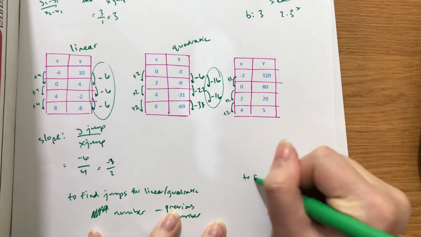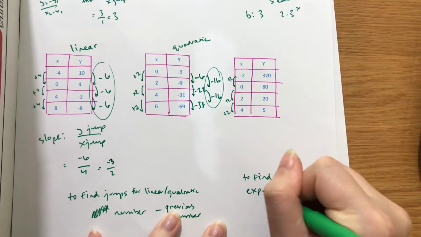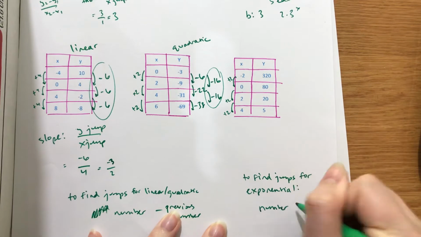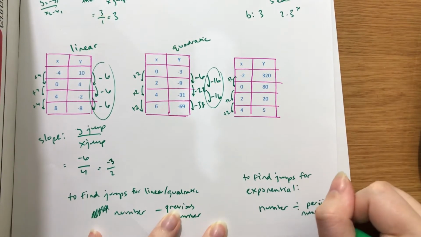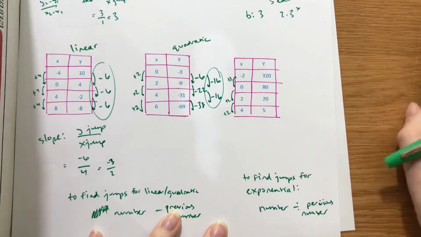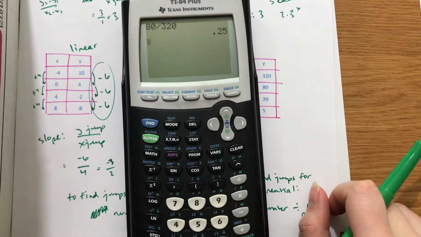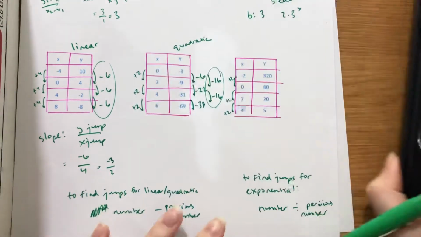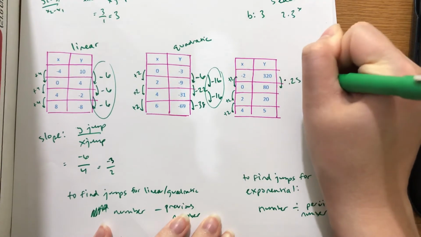So to find jumps for exponential, take your number divided by the previous number. So let's try 80 divided by 320. 0.25. And if you want that as a fraction, 1/4. So that means we're multiplying by 0.25. So we multiplied by 0.25 or 1/4.